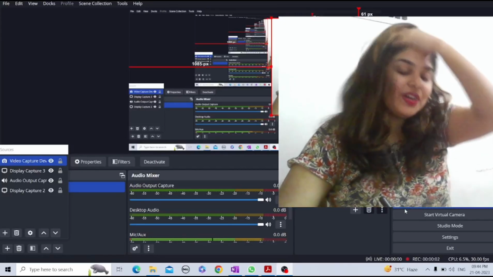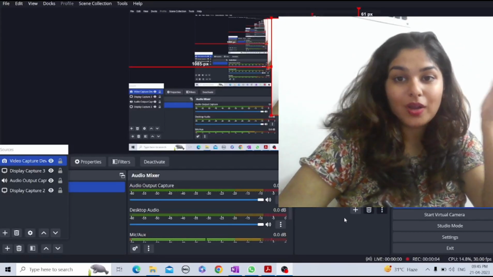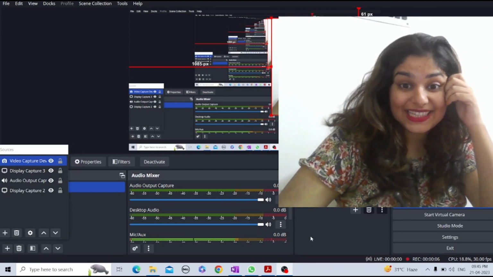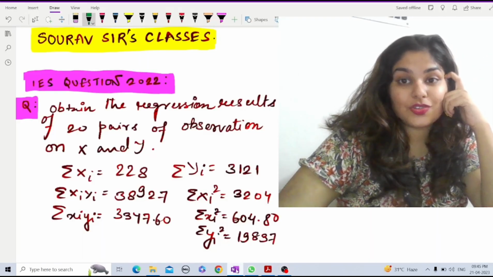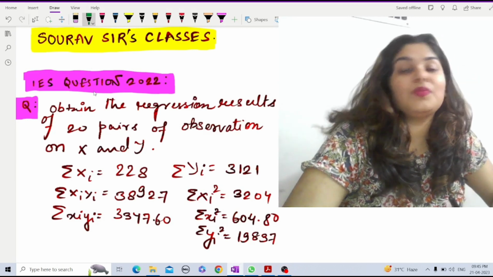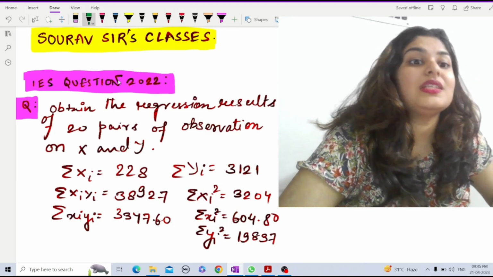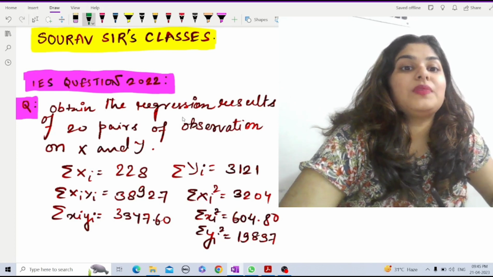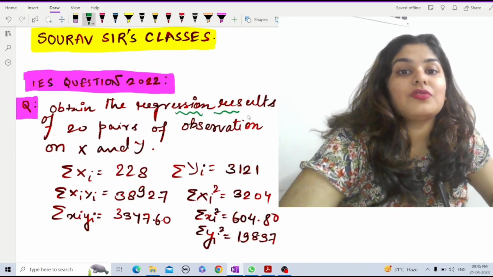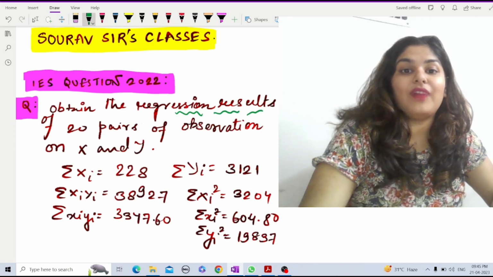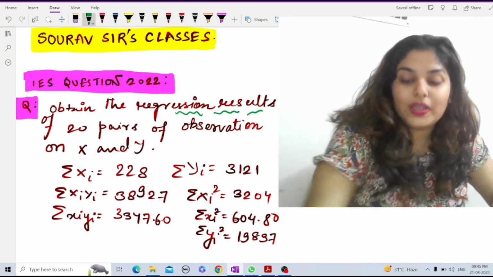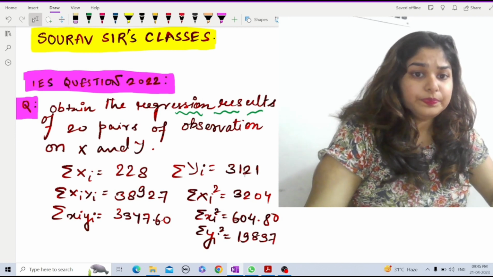So all of you, in front of you is a question from econometrics directly, that is application of OLS, right? So let's just have a look at the question. This is again from the Indian Economic Service question series. Here you are asked to obtain the regression results of 20 pairs of observation on X and Y, and the following data is given, right?